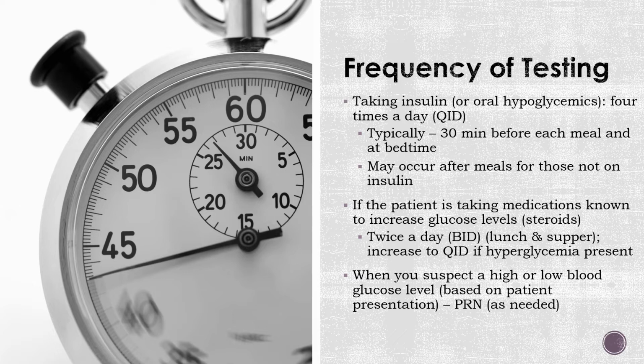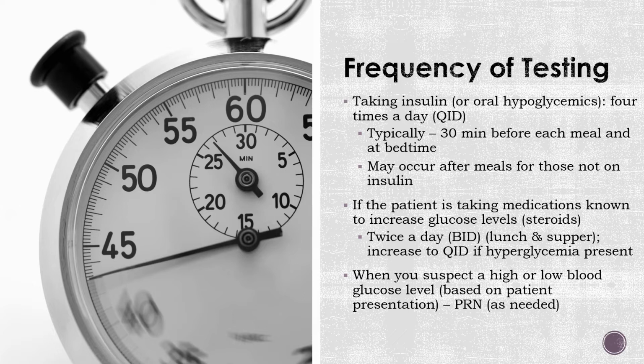Now let's talk about when and how frequently we need to check the blood sugar. Remember, this is point of care testing we're talking about, not the lab test. If the patient is taking insulin or any hypoglycemic medications, the blood sugar has to be checked 4 times a day, usually 30 minutes prior to each meal and at bedtime. But sometimes the patient is on oral hypoglycemic medication, so we check 2 hours after the meal.